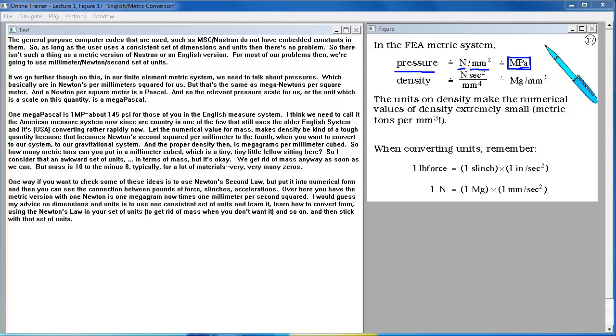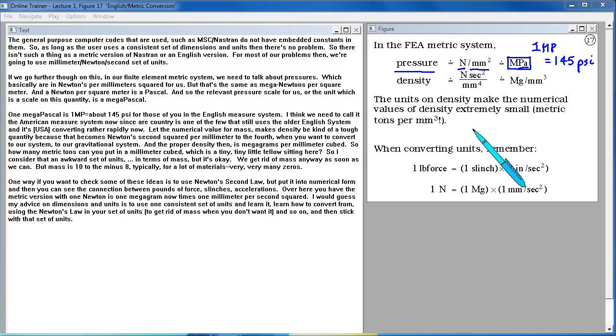1 megapascal, 1 MPa, equals about 145 psi for those of you in the English measure system. I think we need to call it the American measure system now, since our country is one of the few that still uses the older English system. And it's converting rather rapidly now.